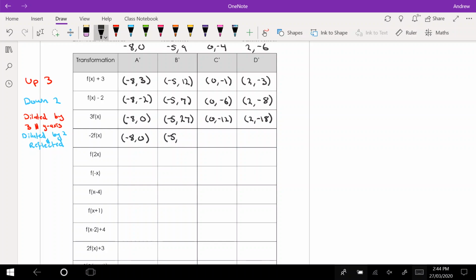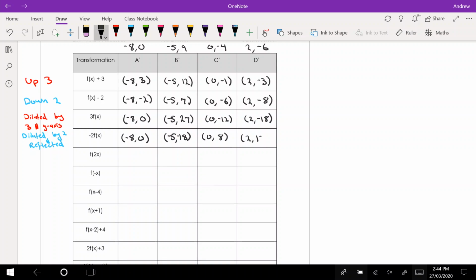And then 18. Because I double it, and then I change the sign. Oh, actually, sorry. No, it should be -18. I double it, and then I change the sign. Since it's 9 in my original point, I have to double it, and then flip it across that x-axis.